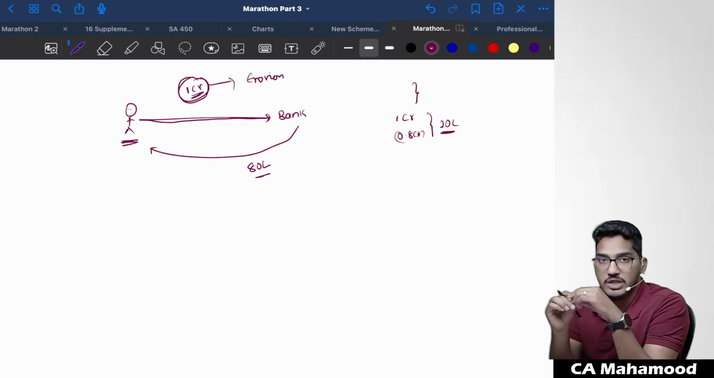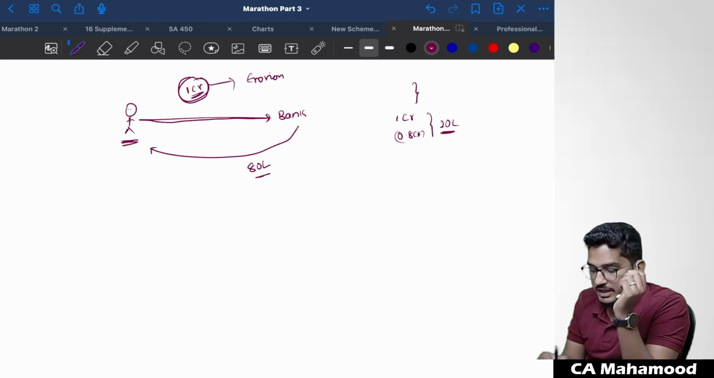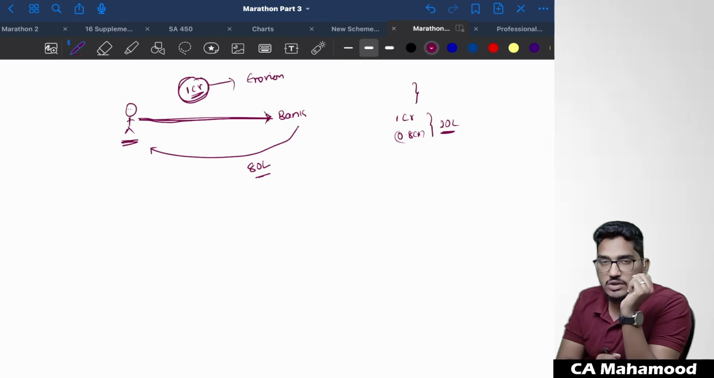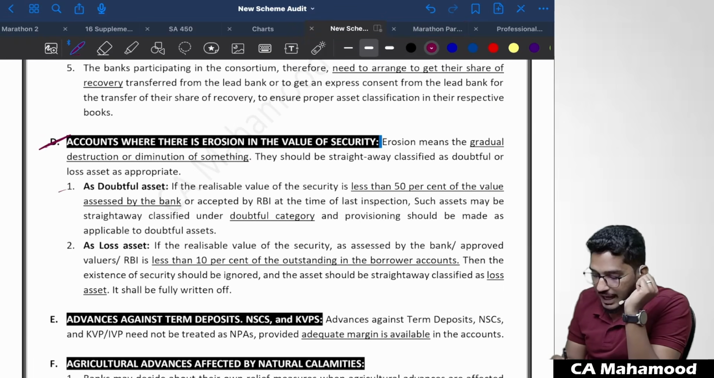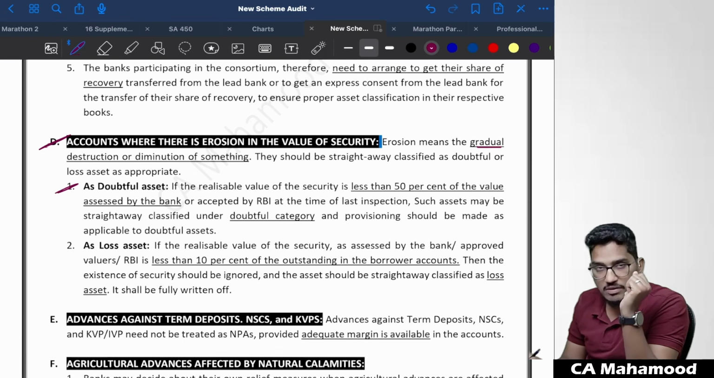So in that case, what NPA norms will be applicable? In case the asset, whatever you have offered as a security for the purpose of the loan, has a erosion in value, if there is a permanent reduction in the value of the security, then it will have a hit on NPA norms. How will NPA norms change? Let us see. Erosion means gradual reduction or diminution of something. And in case there is an erosion in the value of the security, in some cases we have to classify it as a doubtful asset.